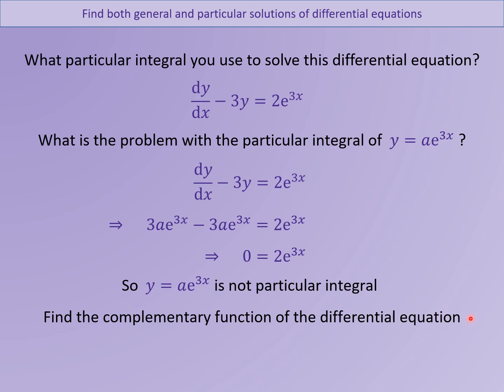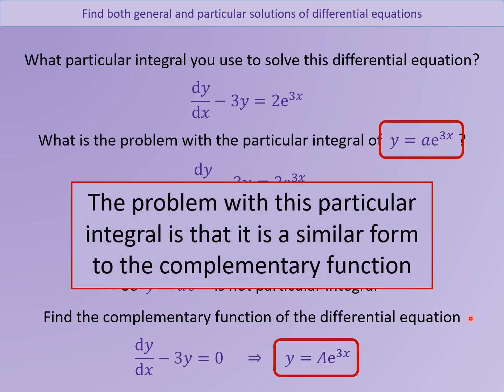Okay, so let's have a quick look at what your complementary function said. If I've got dy over dx minus 3y equals 0, then the answer I end up getting for my complementary function is y equals ae to 3x. Now that's really interesting, because, if you haven't noticed, both of those answers, the one you guessed for the particular integral and the one that came out for the differential equation, are very similar. They are both e to the 3x.